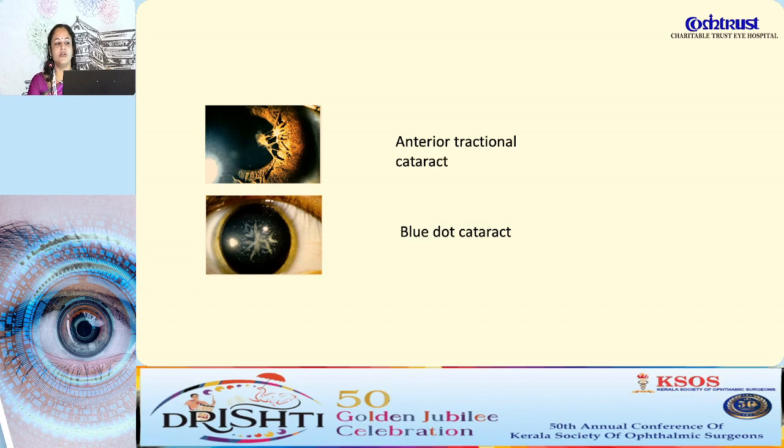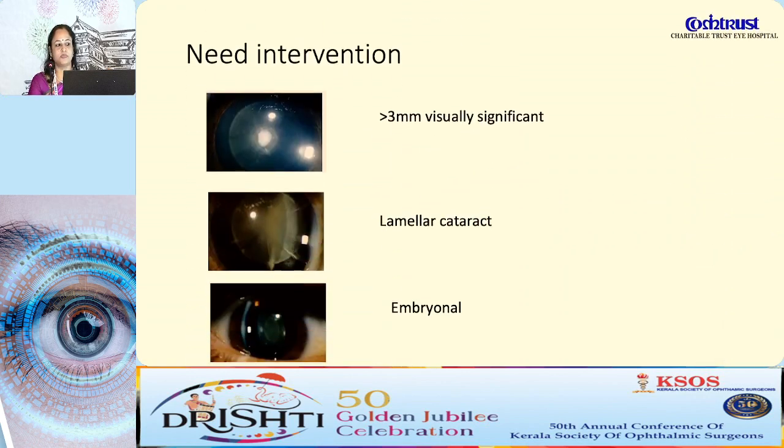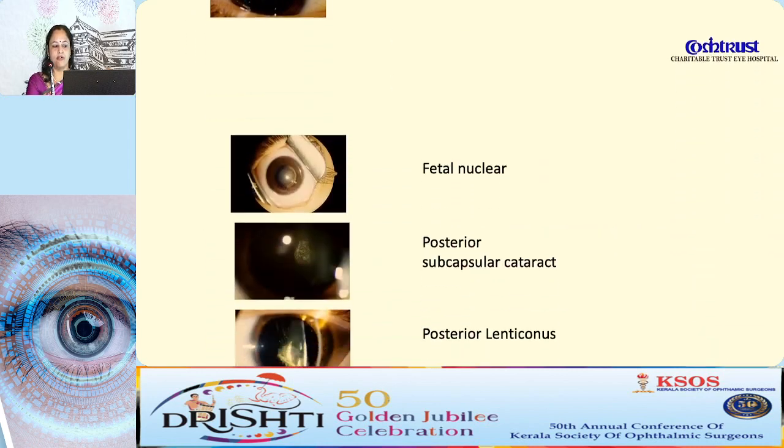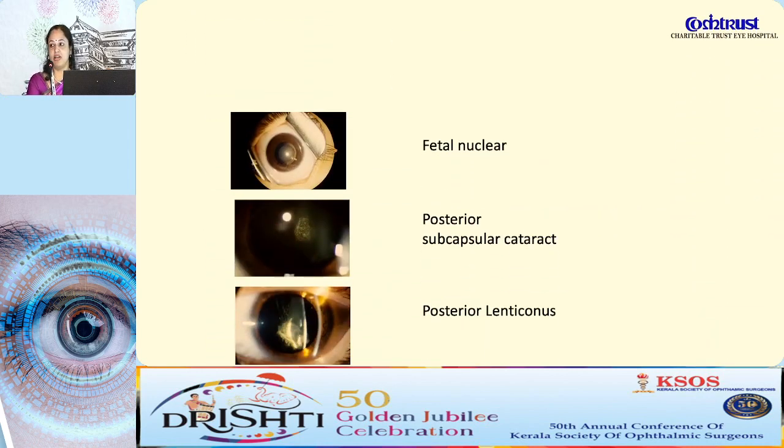So that is very important. Don't let them off saying, okay, it is a small cataract, nothing is going to happen. They may progress, so you have to be very careful. Even the blue dot cataract, which is seen in Down syndrome, may be amblyogenic. You have to follow them up. They may progress to a total cataract also. Then it needs intervention, as I have told, more than 3 mm in cases of these lamellar cataracts and embryonal cataract, you may need to intervene at the earliest.